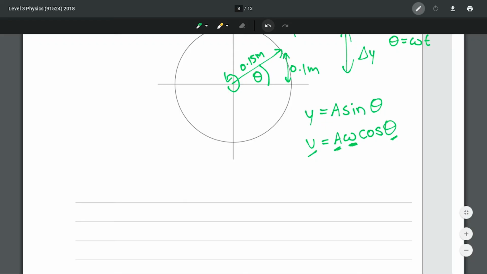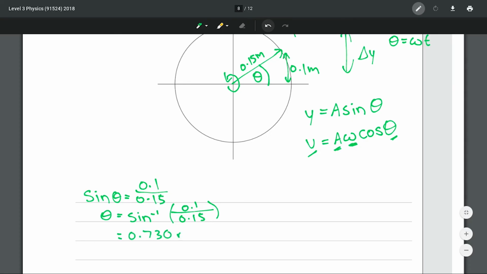And now to find our angle, we can look at this triangle here and use a bit of SOHCAHTOA. We have our opposite here, we have our hypotenuse, which means that we are going to use the SOH relationship, which is that sine of our angle is equal to our opposite, which is 0.1, divided by our hypotenuse, which is 0.15. Taking the inverse sine of both sides allows us to solve, which gives me 0.730 radians to 3 significant figures.